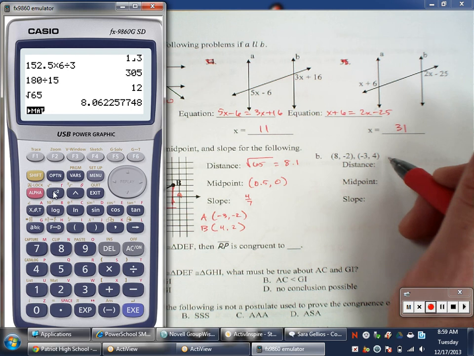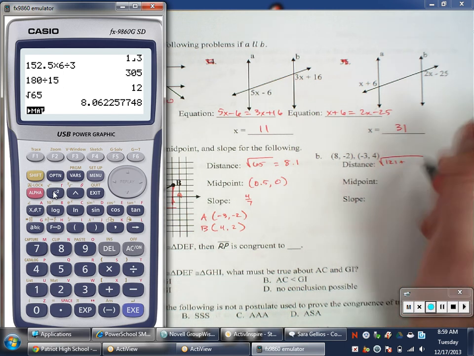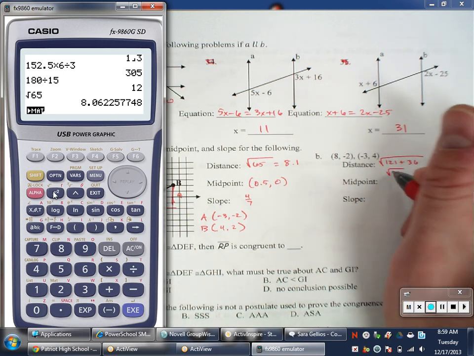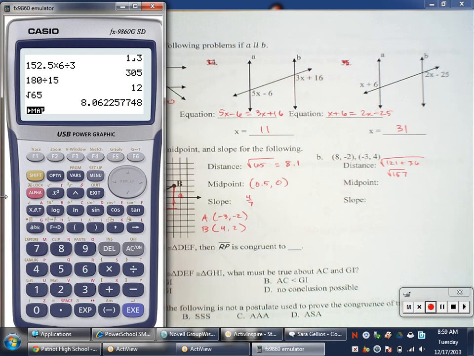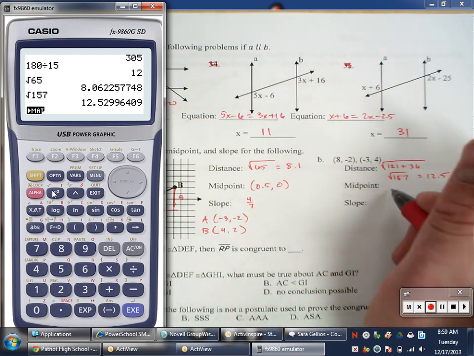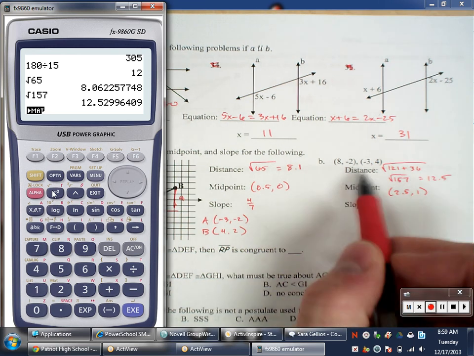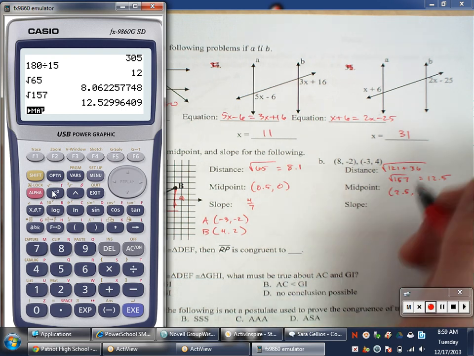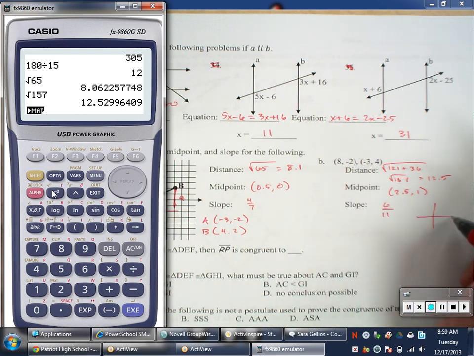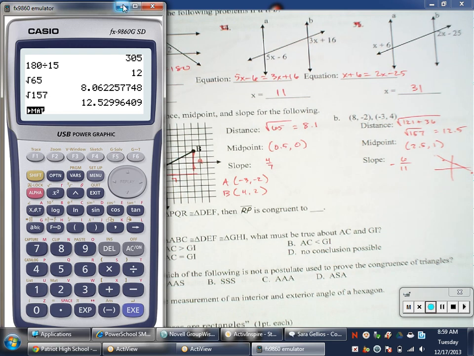Here I'll use the distance formula. That's the distance between the x's squared plus the difference or distance between the y's squared. So it's the square root of 157, which is about 12.5. The midpoint is the average, that's 2.5, and the average here is 1. And the slope, the rise is 6, the run is 11. And if I were to graph this, just to give myself a sketch, I would see that the line is going down, so it's negative. Let's get rid of this again.